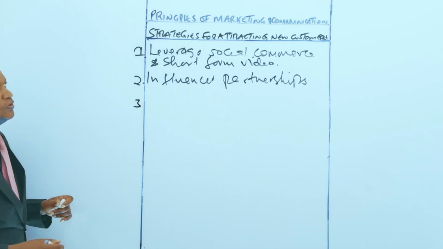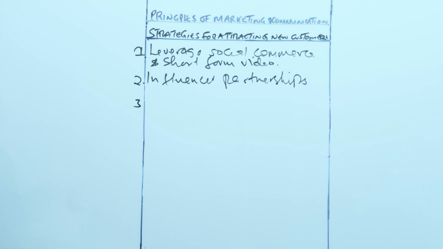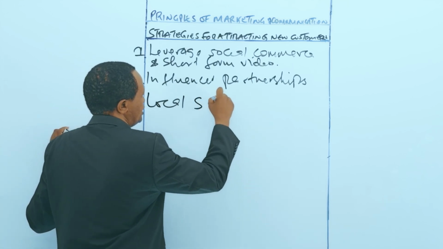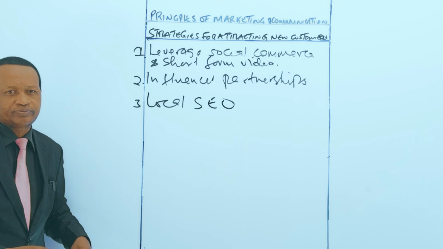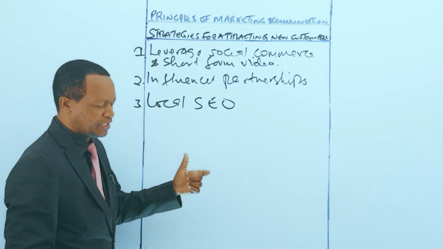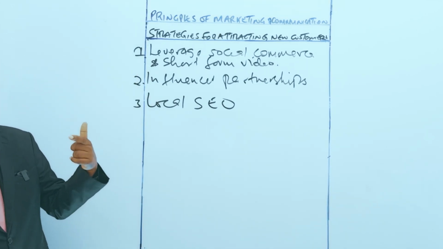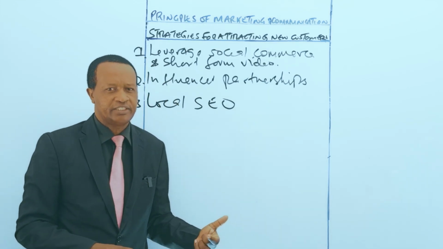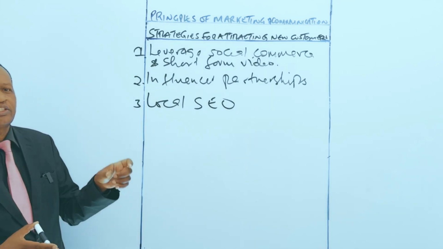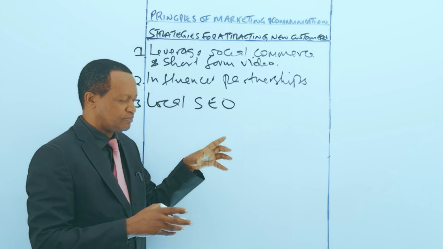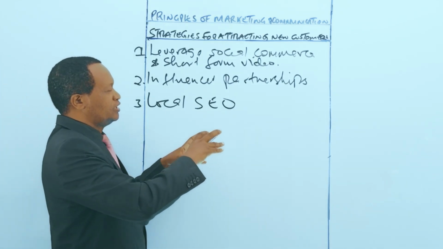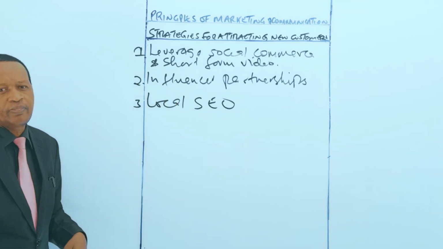The third strategy for attracting new customers is local SEO, local search engine optimization. Most customers start their search with the X near me, all right? Best spa near Kilimani, or hardware store in Kisumu, all right? That is local search engine optimization. They start with the nearest place they are. They search their products from the places they stay, their location, local SEO.